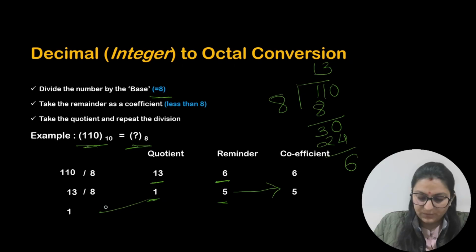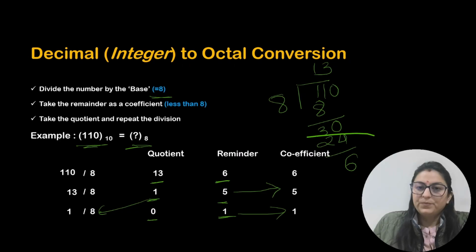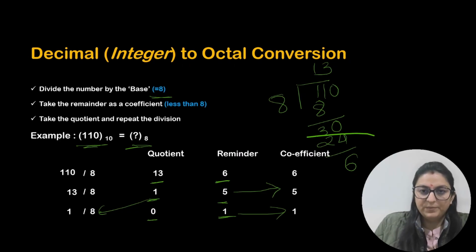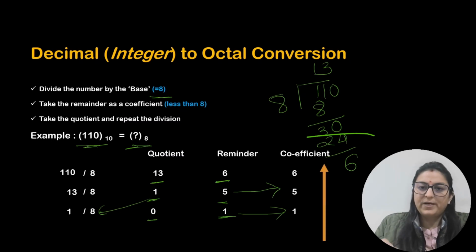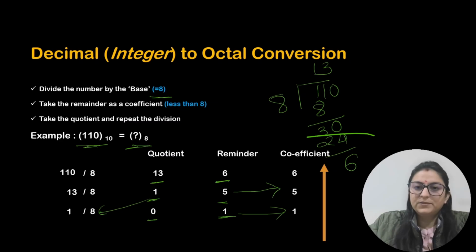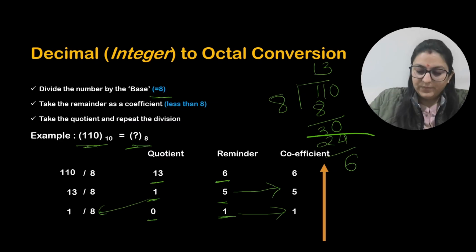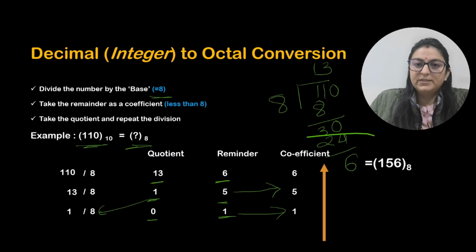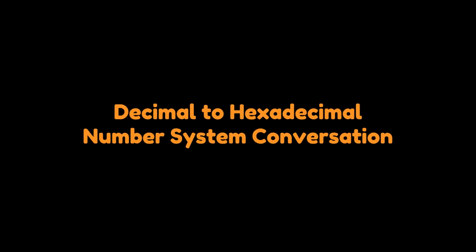We will take 1 as a quotient. 1 by 8, we get 0 quotient and the remainder is 1. So put 1 as a coefficient. The same rule, from bottom to up. So 1, 5, 6 is your octal number to represent this decimal number 110.